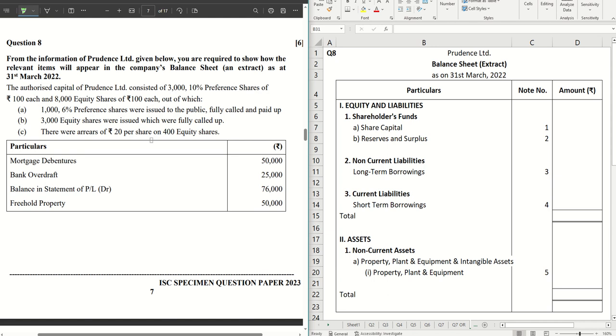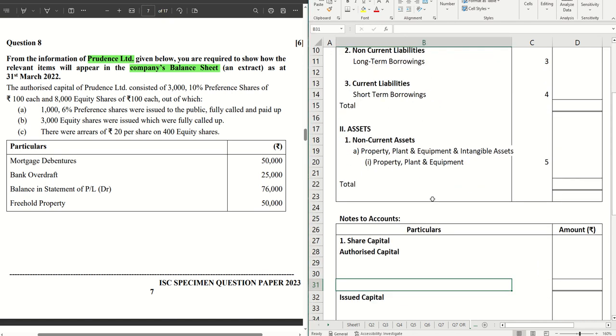This sum is for company balance sheet where you are required to prepare an extract of the balance sheet based on the information which is given for Prudence Limited. So let's get started and we'll pick up the items as we go along so that things become easy for us. So here, as we see, the authorized capital is mentioned, 3,000 10% preference shares of 100 each and 8,000 equity shares of 100 each.